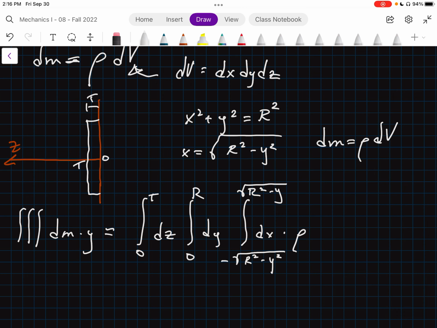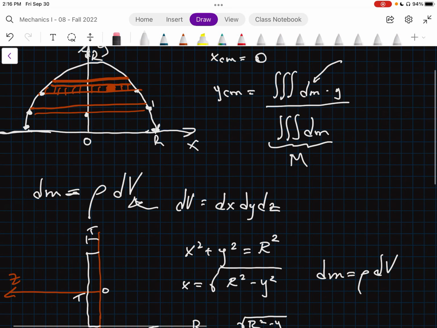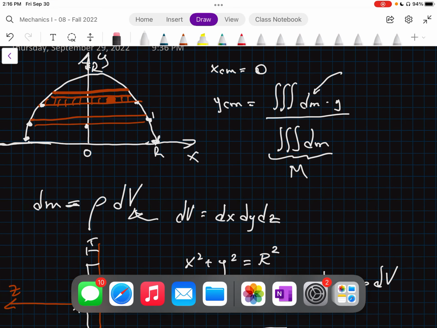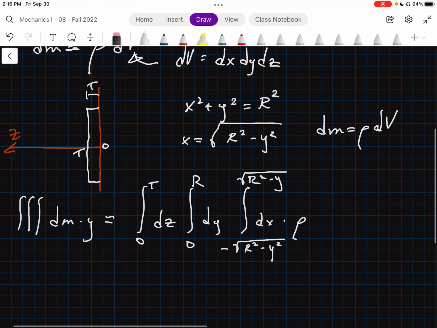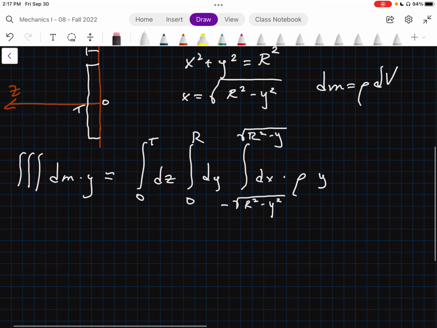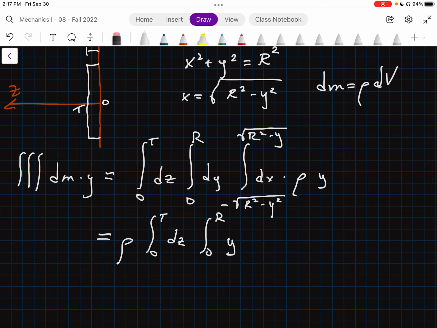Okay, and then we also need our y position. And so that's in there, and in this case, it's just y. Right? Nothing fancy there. Okay. So density is a constant in this case, so I can pull it outside the integration. We can't do that if it's not a constant. 0 to t dz, 0 to r. I'm going to bring my y in with the y integration, y dy. And then I am left with my dx, and I'm just going to put my limits there.